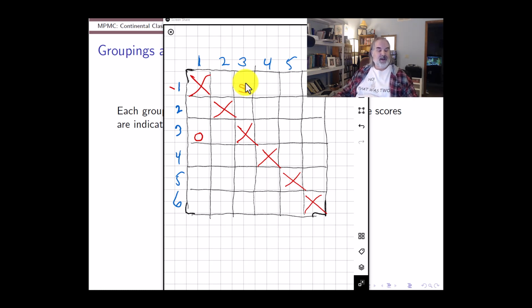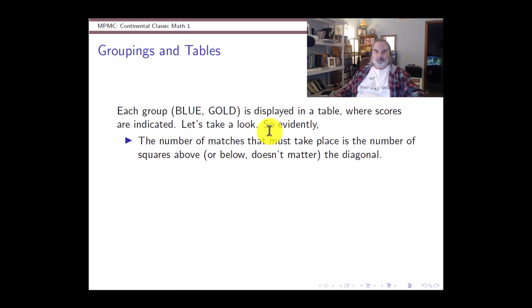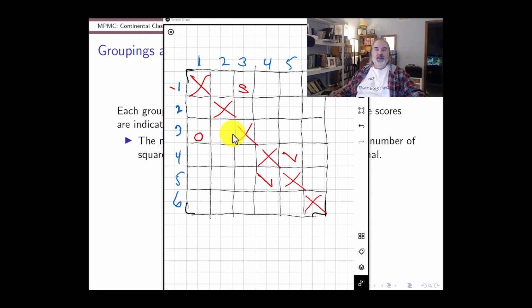So if wrestler 5 takes on wrestler 4, that's going to be recorded in this box and in this box. Okay, so we have to fill up the whole table in order for the tournament to be done. So the number of matches that have to take place is just the number of boxes that are above this diagonal row of red X's, which precludes wrestler 1 from facing wrestler 1.